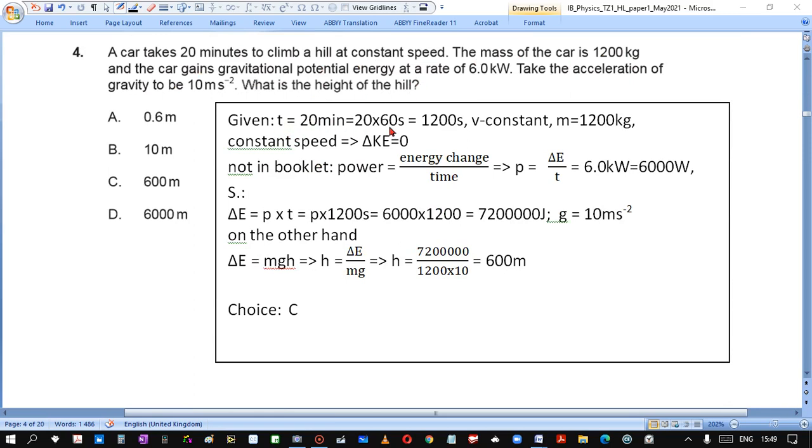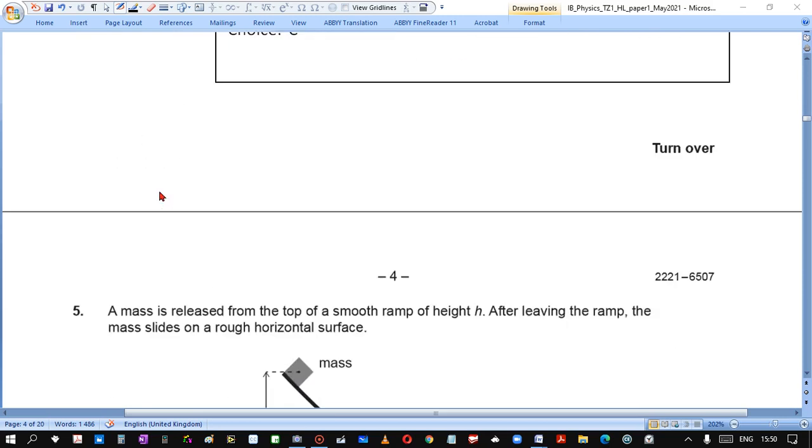We are given time, so we convert it into seconds. Speed is constant, so kinetic energy doesn't change. Power equals energy over time, so we can calculate the energy change during this rise: power multiplied by time gives us so many joules. On the other hand, the energy change is mgh, the potential energy change. So we rewrite this formula for height. We take the energy change from power, divide by mg, and we get 600 meters, so we get choice C.